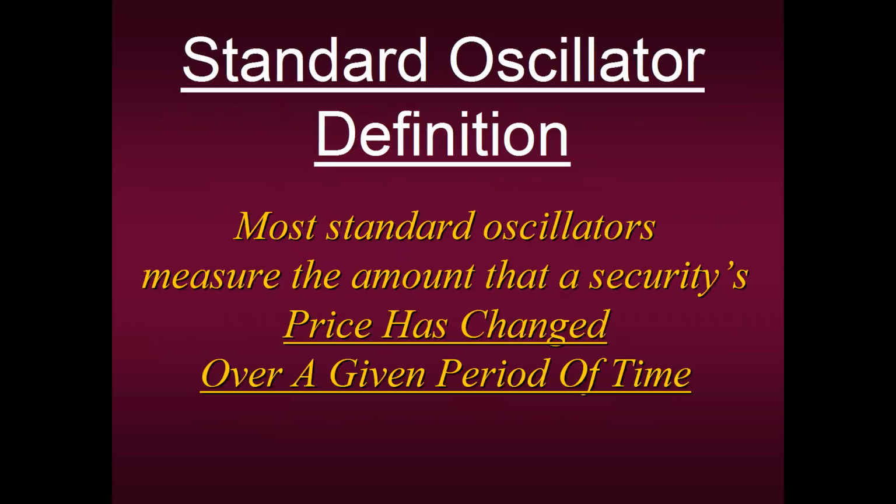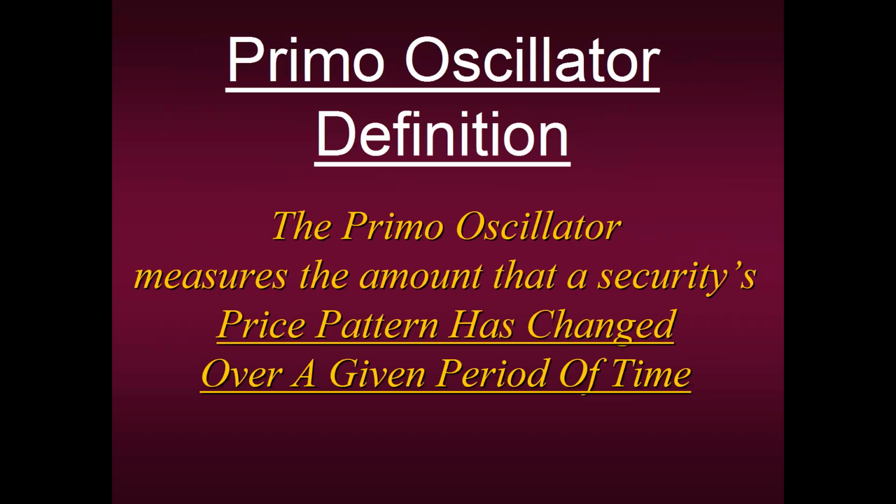Now, let's start out with a standard oscillator definition. Most standard oscillators measure the amount that a security's price has changed over a given period of time. That's how they come up with their plotting, or that's how they come up with their display. Here's where the Primo Oscillator is different. The Primo Oscillator measures the amount that a security's price pattern has changed over a given period of time.